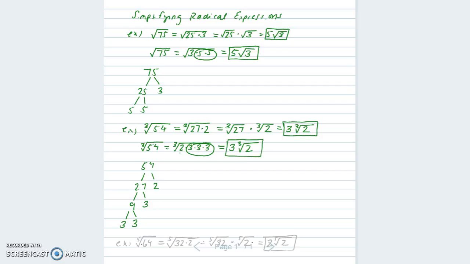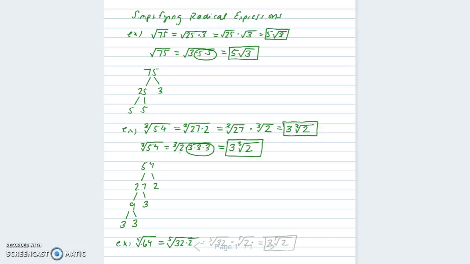So for our last example, we'll do the 5th root of 64. And I'm only going to do the first method for this one. I want to find a perfect 5th power within 64. That perfect 5th power is actually 32. So we have the fifth root of 32 times 2, which is the same thing as 64, so that's perfect.